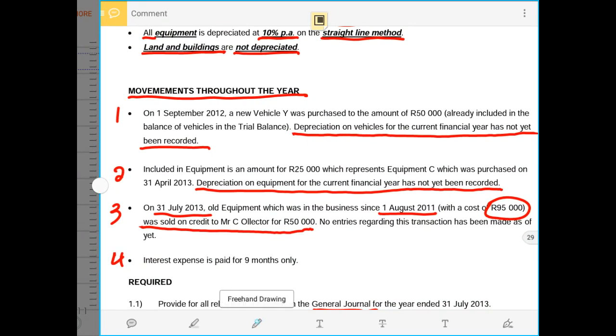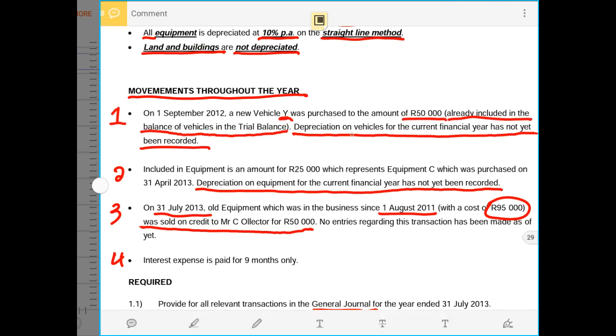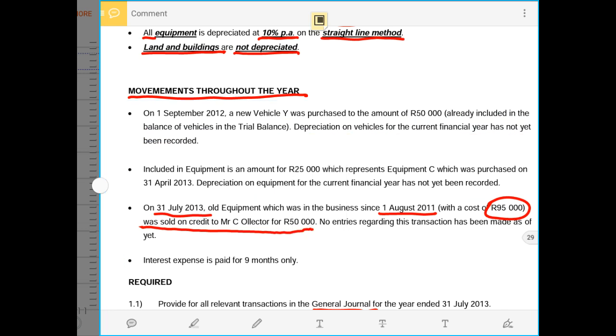Remember, in this first bullet point, we were told that motor vehicle Y was purchased and the cost for that was 50,000 rands, and that was already accounted for, or included in the balance of vehicles in the trial balance. That means it was recorded. The purchase of this vehicle, being vehicle Y, was already recorded. However, they told us in the second sentence that depreciation on vehicles for the current financial year has not yet been accounted for. So now we only need to account for the depreciation for the vehicle.